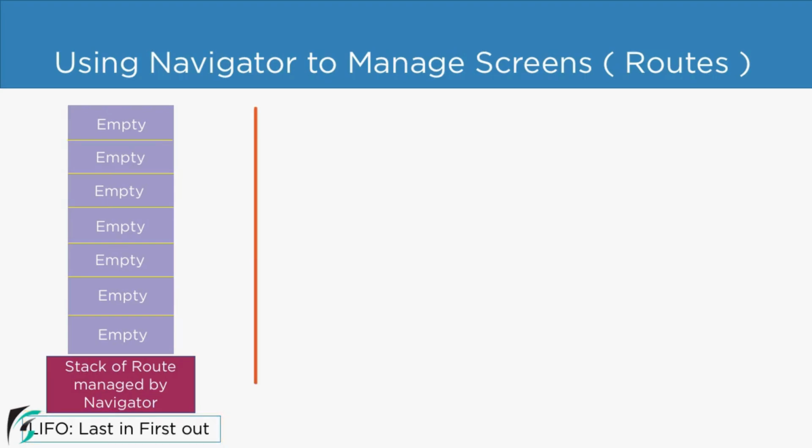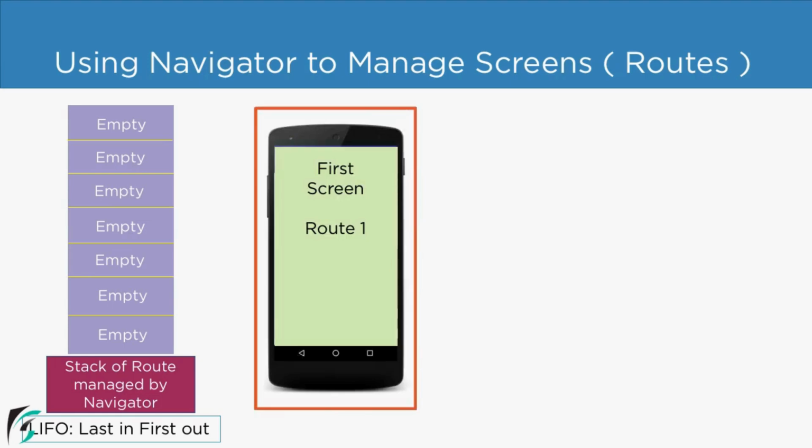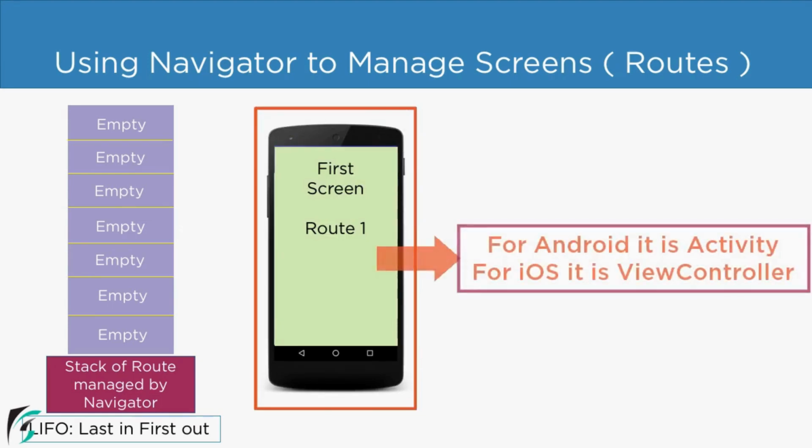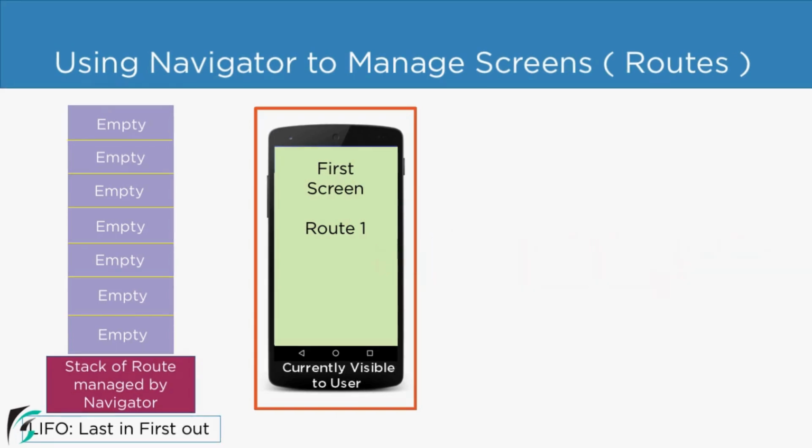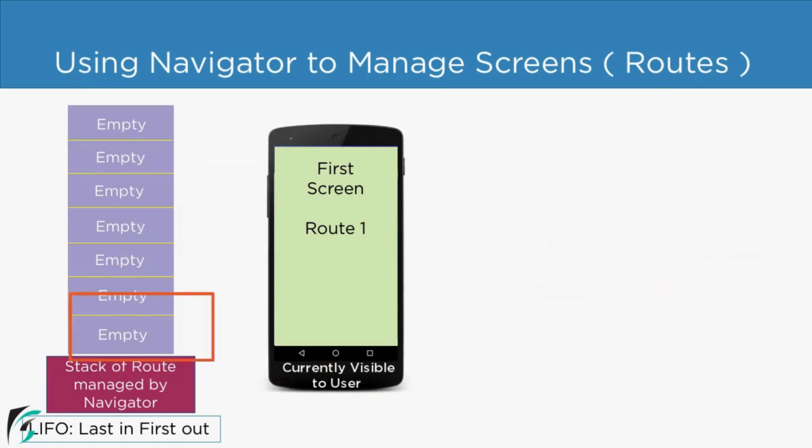So here, suppose we launch our application. Let us assume this is our first screen, or you can say this is my route 1. Now in case of Android, this route is known as the activity. And in case of an iOS application, this route is known as view controller. So when the first screen appears in front of you, it is actually pushed to the stack. So within our stack, we have our first element as our first route.